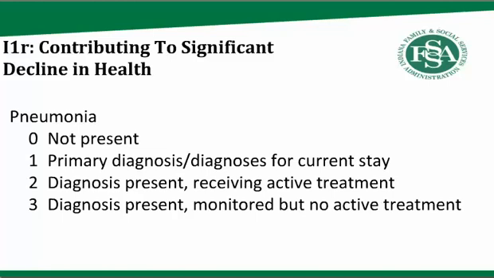And the way that we're coding this is, the item that we're looking at here is pneumonia, and that's, of course, inflammation of the lungs, most commonly of bacterial or viral nature. And these are the choices that you have in capturing pneumonia. Either it's not present, or it is the primary diagnosis, or the diagnosis for the current stay. The diagnosis is present and they're receiving active treatment, or it's present and monitored, but no active treatment is being provided. So this is what you're looking for in this particular question, section I-1.